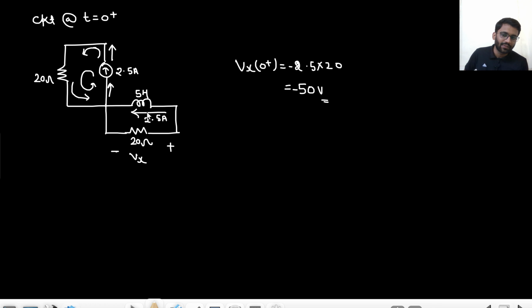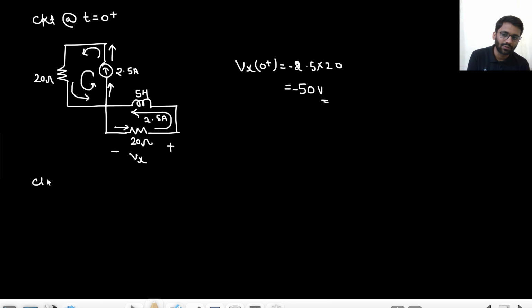Now what about this 2.5? Here there is 2.5 ampere current, no? This current and this current would be the same, right? Direction is different, sorry. This current and this current would be the same because there is no other path for this. So here also I have 2.5 ampere. So in the complete loop, this 2.5 ampere current will be flowing. So that's why I am saying Vx at 0 minus will be minus 50 volt.